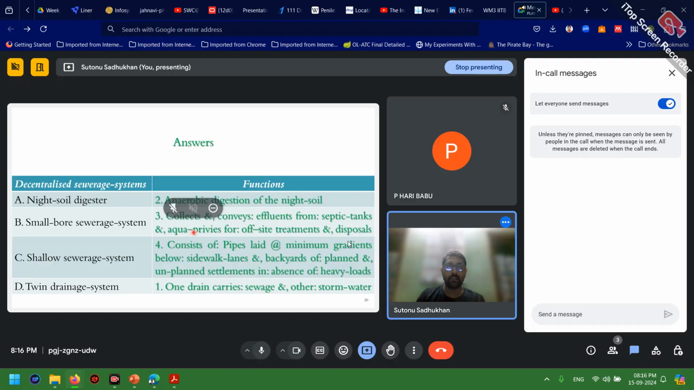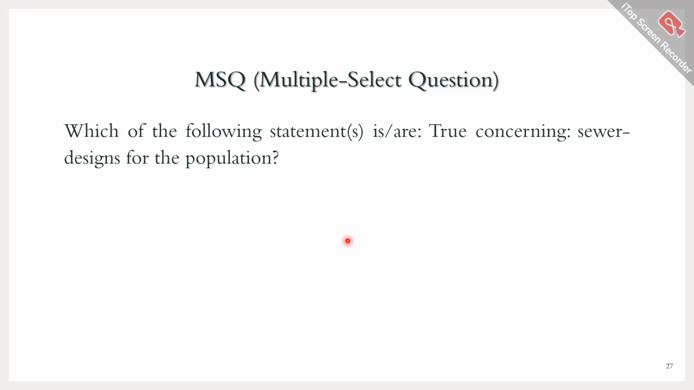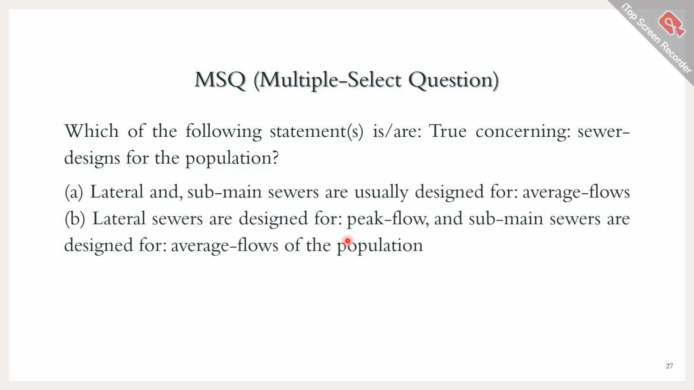Okay. Now we'll move on to our next MSQ. It is a multiple select question, so more than one option may or may not be correct. More than one option may be correct or one option also may be correct. Which one of the following statements is or are true concerning sewer designs for the population?